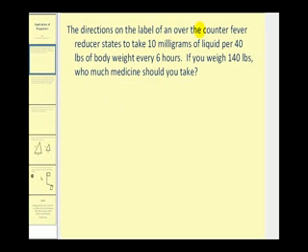The directions on the label of an over-the-counter fever reducer state to take 10 milligrams of liquid per 40 pounds of body weight every 6 hours. If you weigh 140 pounds, how much medicine should you take?